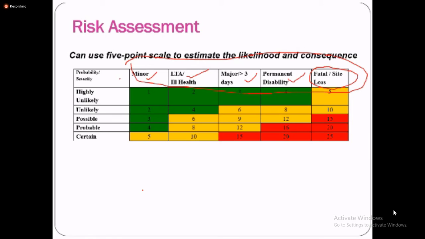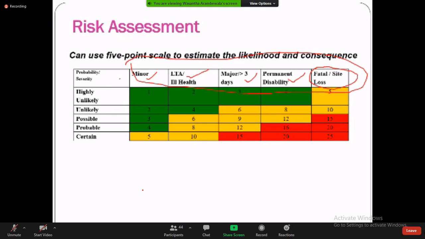Certain. Okay. Any other comments? Probable. Probable. Okay, possible. Please type the rating, 5, 4 or 3, immediately in the chat box.